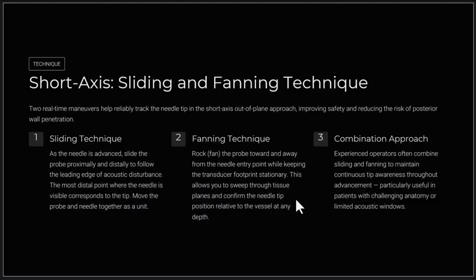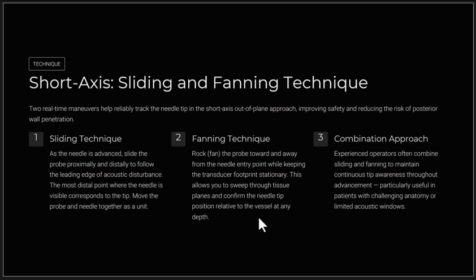So you can do this in a couple different ways. You can either slide, find the needle, slide the probe hand away, and then advance the needle hand. Slide the probe, advance the needle, slide the probe, advance the needle. Or you can do more of a fanning technique, which is what I'm going to show you in the next video, where you fan the probe towards and away from the needle entry point while keeping the transducer footprint more stationary, but you're fanning the transducer to follow the needle tip. That also works. Or you can use a combination of both the sliding and the fanning technique.